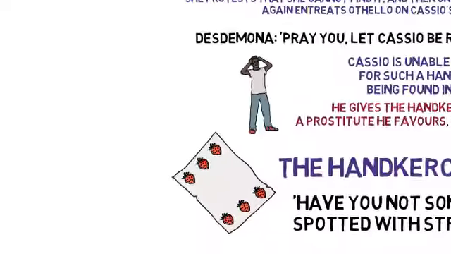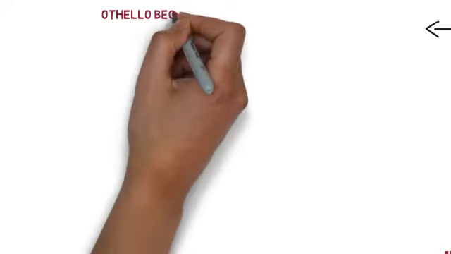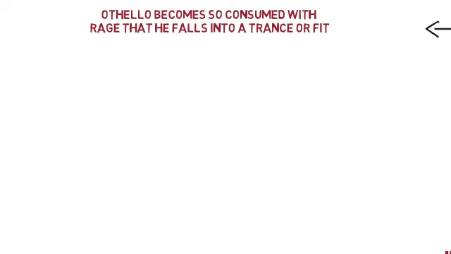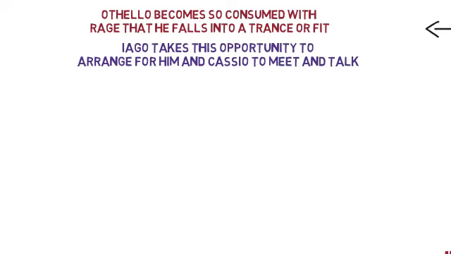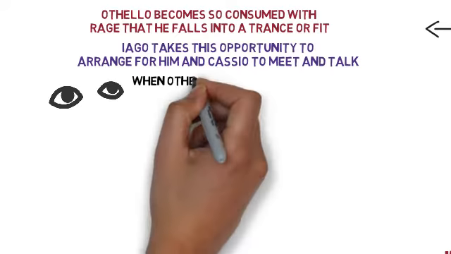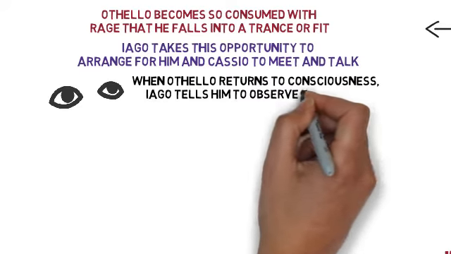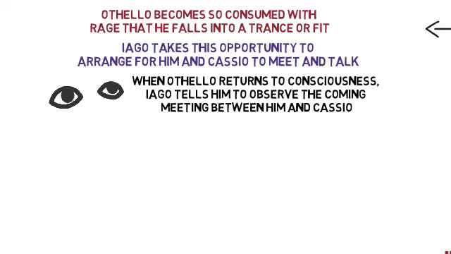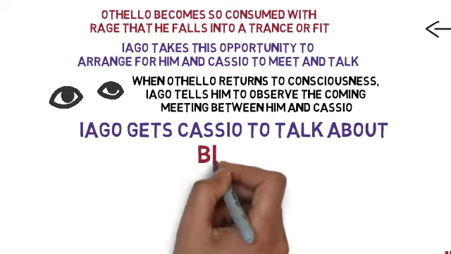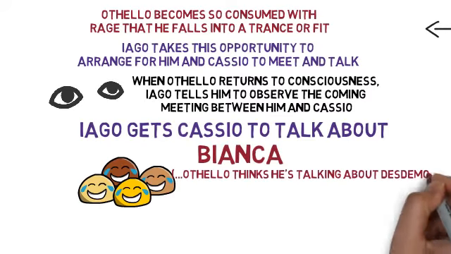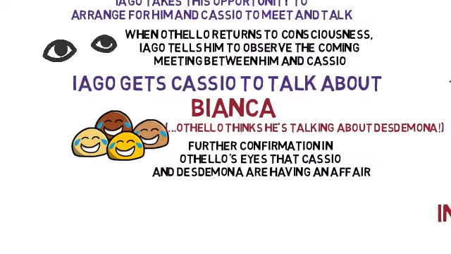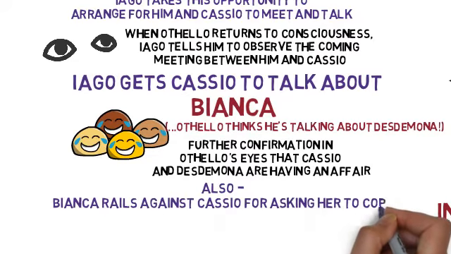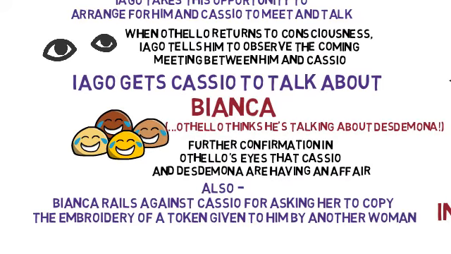At one point, Othello becomes so consumed with rage that he falls into a trance or a fit. Iago takes this opportunity to quickly arrange for him and Cassio to meet and talk. When Othello returns to consciousness, Iago tells him to observe the coming meeting between him and Cassio. He gets Cassio to talk of Bianca, causing lewd laughter and further confirmation in Othello's eyes that Cassio and Desdemona are having an affair. By another unfortunate chance, Bianca happens upon this scene with the handkerchief, railing against Cassio for asking her to copy the embroidery of a token given to him by another woman.